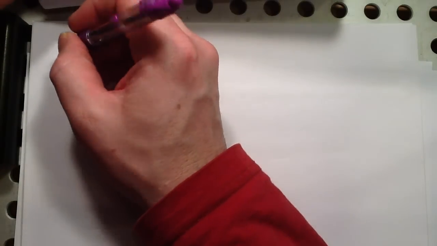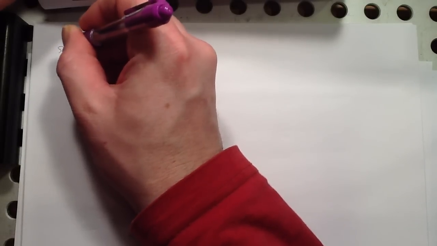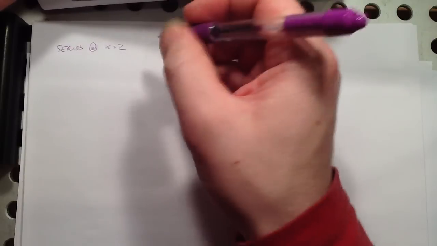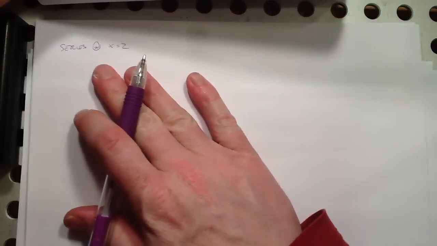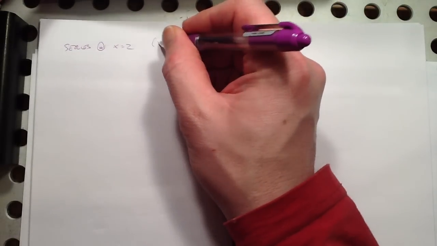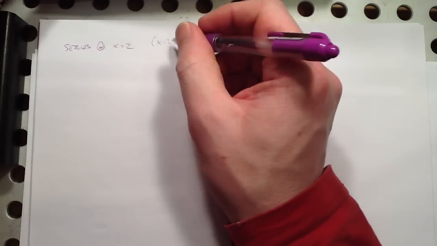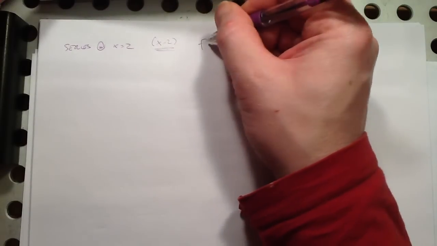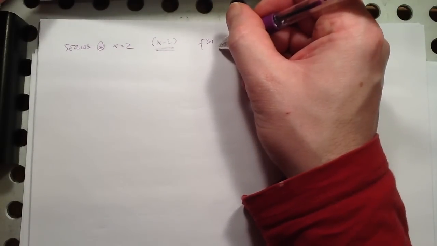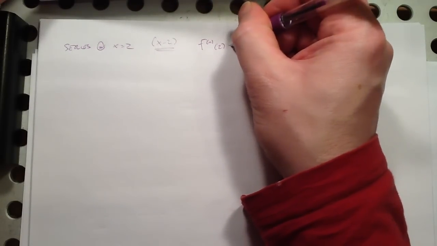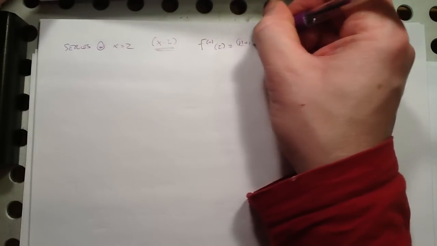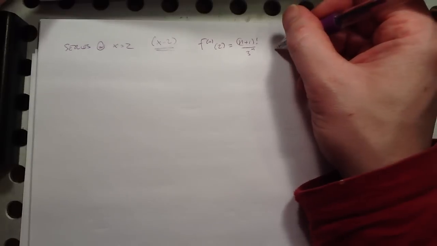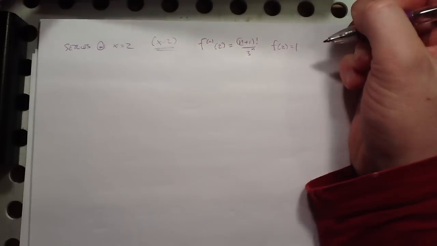Let me just write this down. So we're doing the series at x equals 2, which means, remember, all of our terms are going to have x minus 2's in them. And the nth derivative at 2 is given by n plus 1 factorial over 3 to the n. And f of 2 is equal to 1.